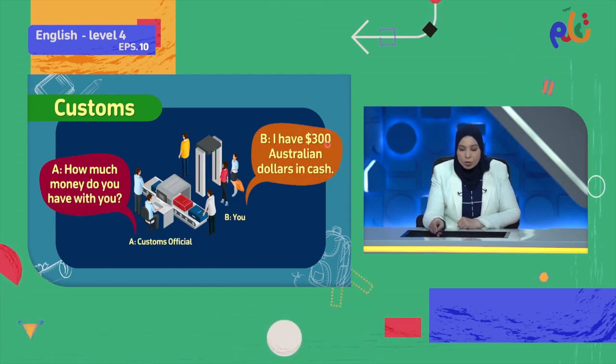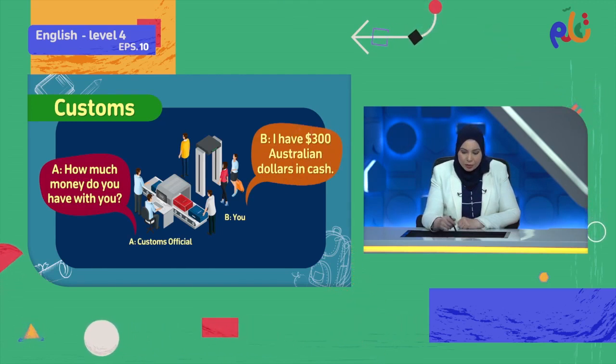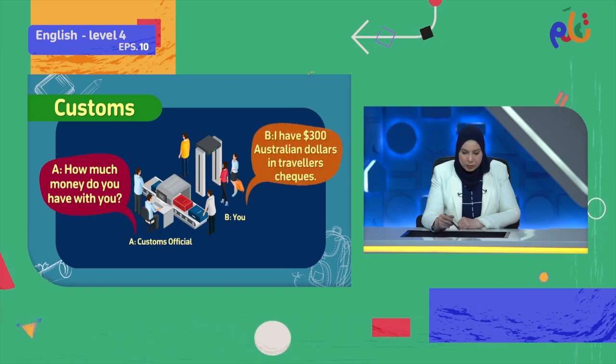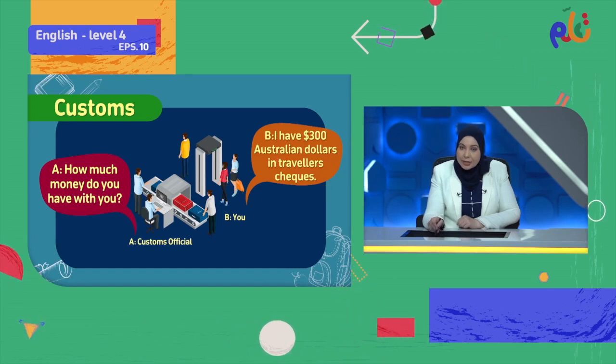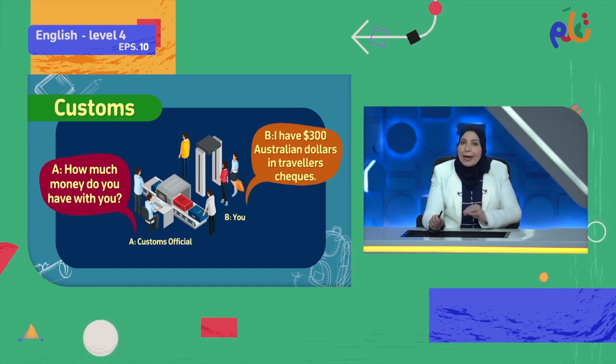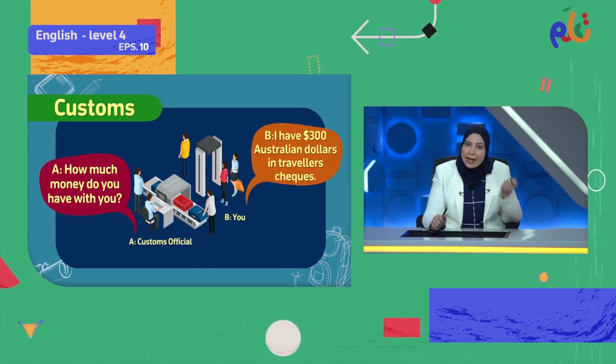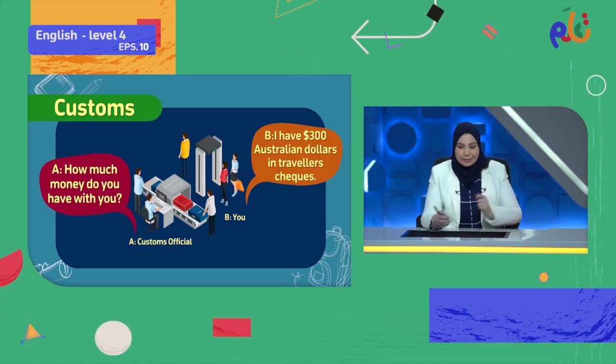I have 300 Australian dollars in cash. Or I have 300 Australian dollars in traveler's checks. So you state any kind of money that you have, whether in cash or checks.